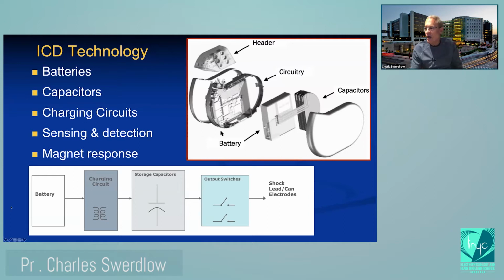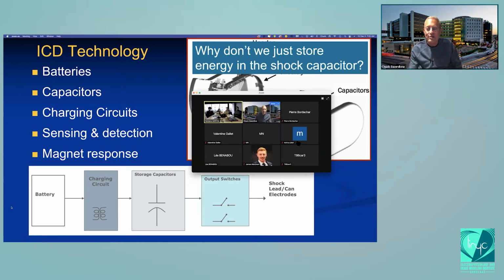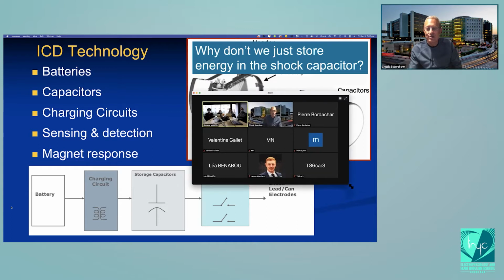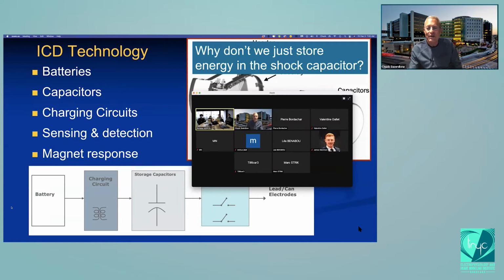So I have a question. Why don't we just store the energy in the shock capacitor, put it in at high voltage in the factory, and that way we could make a smaller defibrillator, because everybody wants a smaller defibrillator? So since nobody's going to volunteer an answer, does anybody know the answer to this question? Do I have to call on you individually?